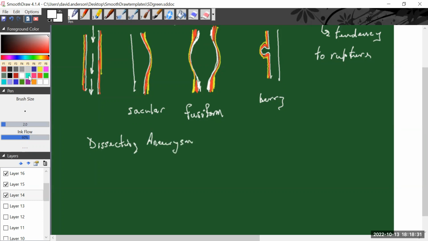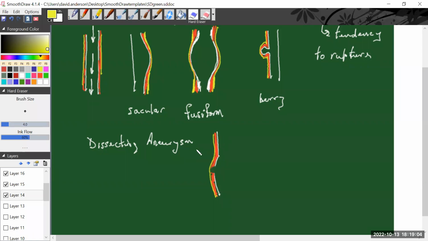And what happens in a dissecting aneurysm is we can have our expansion, possibly undiagnosed expansion, and we have our tunica media and our tunica externa. And what happens in this scenario is we can get an interruption in the intima and possibly the media.